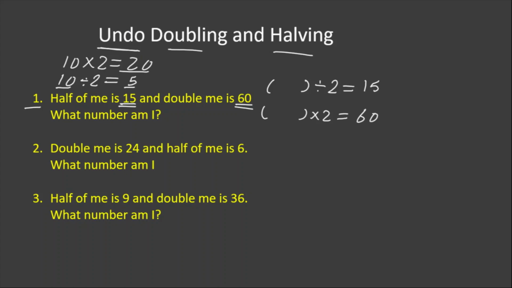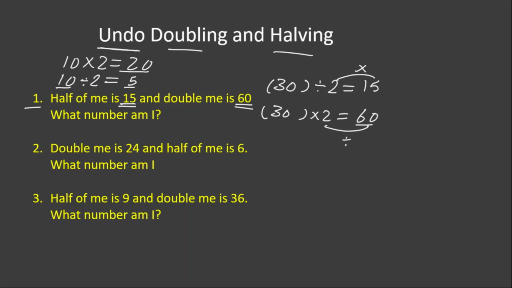Half of something is 15. Now to find that number, we double the answer, which is 15. Double 15 is 30. So for sure the number is 30. And if we undo doubling, we half the result. The result over here is 60. Half of 60 is 60 divided by 2. If we divide 60 by 2, we will get 30.